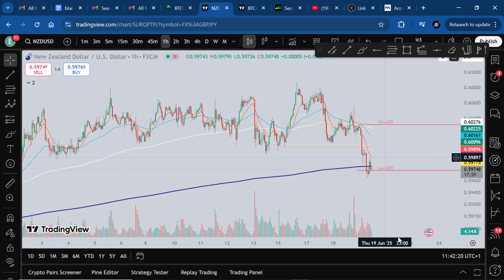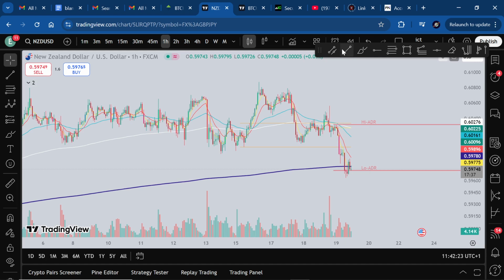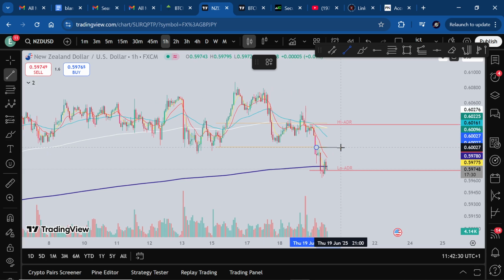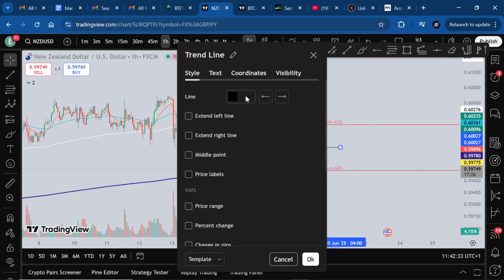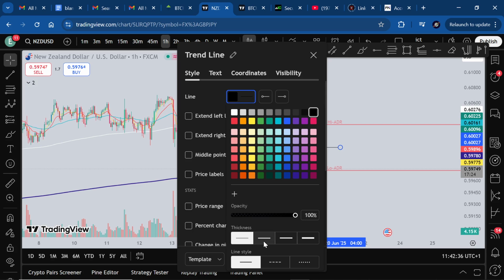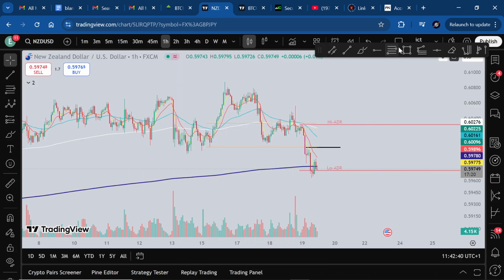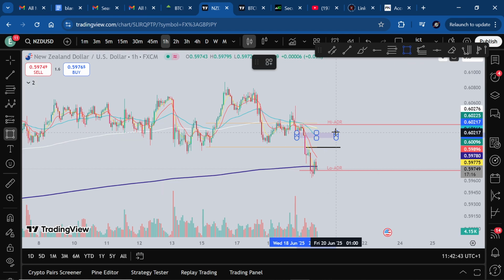Looking for price to come up and drop again. Now this looks like liquidity to me. 1, 2, 3, 4, 5. I'd expect price to at least take out this first. Okay. At least take out this black line before dropping again, and this is my supply zone.